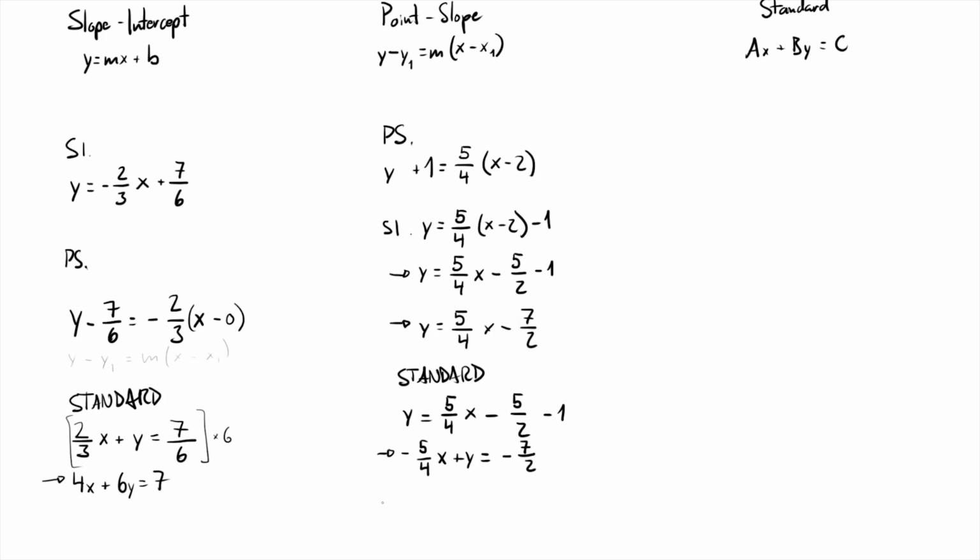And now we're just getting rid of the fractions again, so we're going to multiply this whole thing by 4. So every term is getting multiplied by 4. This first one's going to be negative 5x. The second one is going to be plus 4y. And then the constant here on the right-hand side of the equal sign is just going to be minus 14. Okay, so that's what it is in proper standard form.